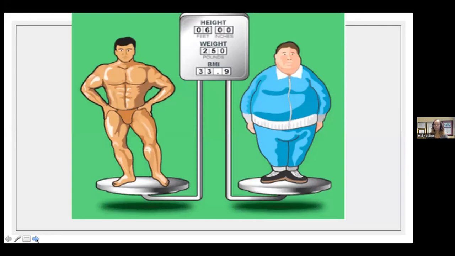Now, this is not a perfect way to measure someone's health, however. You can see we have 2 individuals here, both with the same BMI, but different body types. So we need to look beyond using the height-weight ratio as a way to determine if a patient has obesity, because obesity is a condition that's classified by increased accumulation of adipose tissue. And you can see our gentleman in the blue has more adipose tissue than the gentleman who's not wearing much at all.